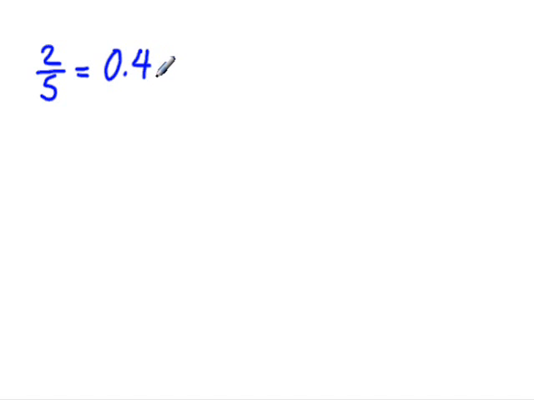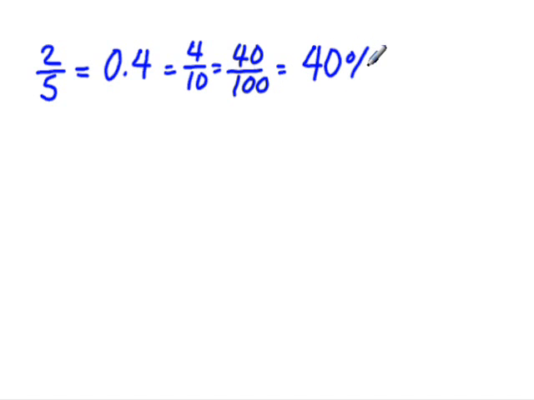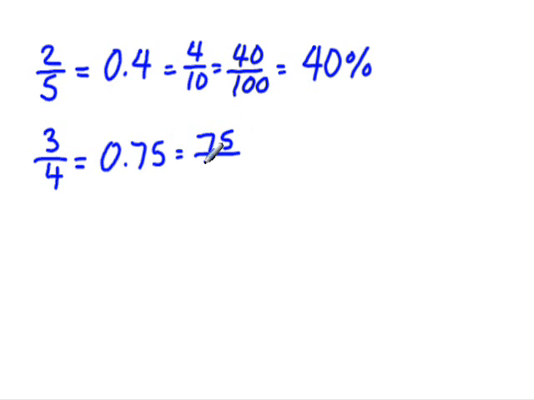Now this is 4/10, which is the same thing as 40/100ths. And since percent is per hundredths, then we would have 40%. Let's take another one. 3/4. 3/4 is 0.75. 75 hundredths. 75 hundredths percent is 75%.